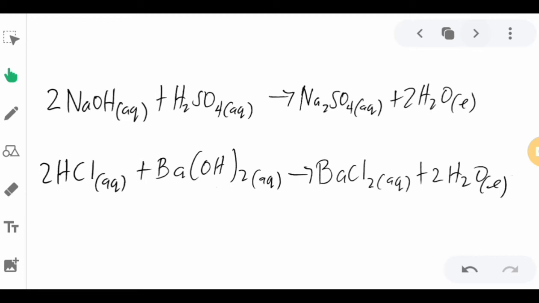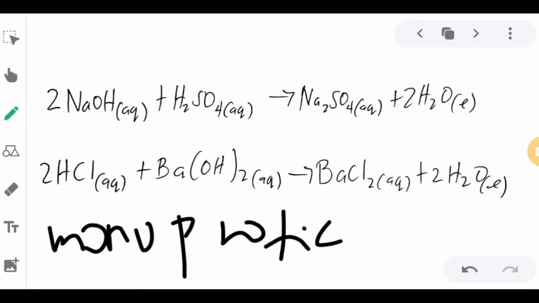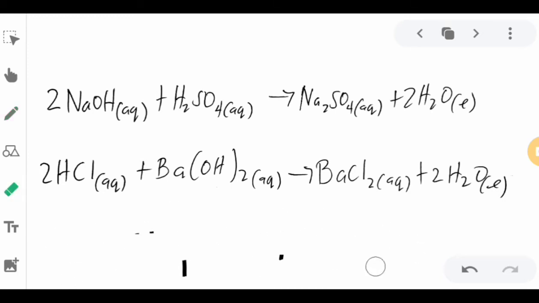Suppose though that instead of KHP, we wanted to use a diprotic acid, because KHP is a monoprotic acid. When we say monoprotic, meaning to say the acid can donate only one proton. But a diprotic acid can donate 2 protons. So we have here 2 NaOH.